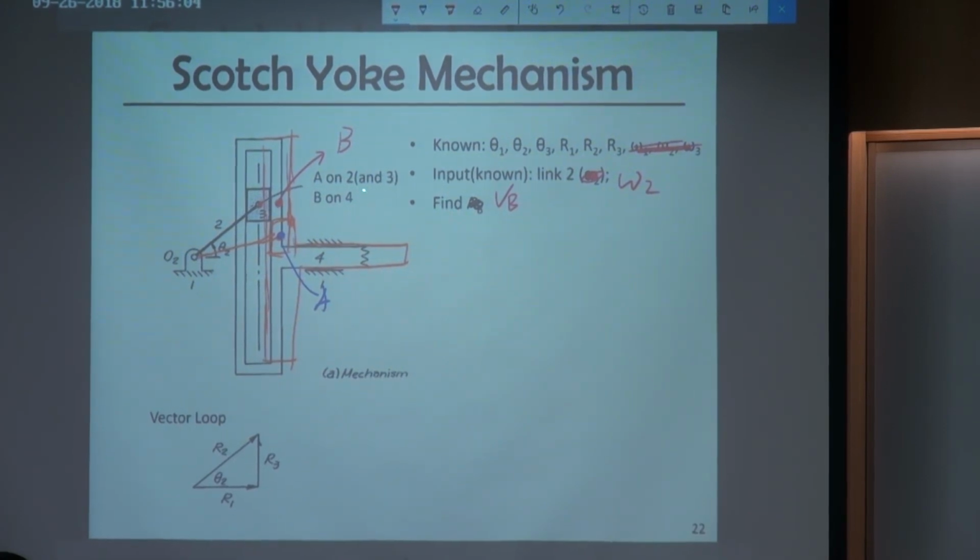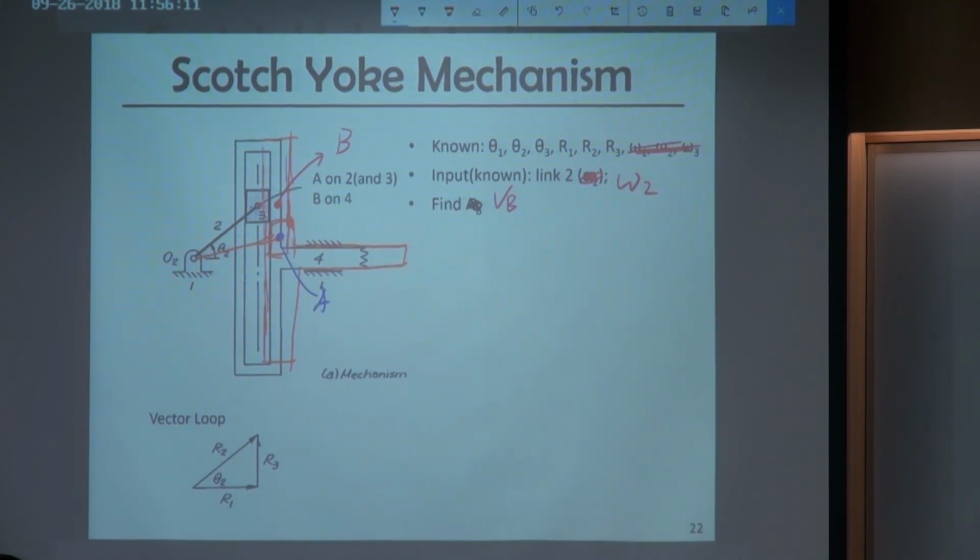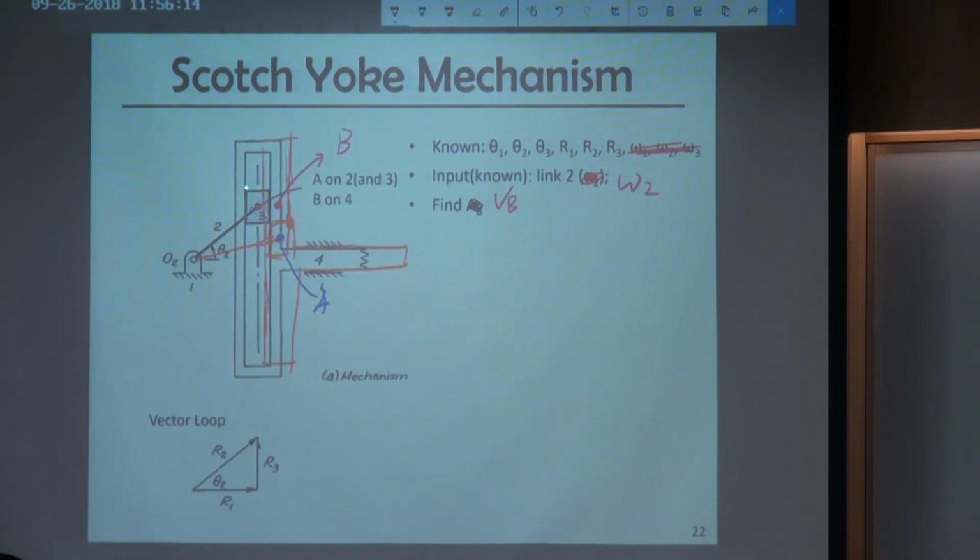But just for your information, you will see this type of description often in the future. You may say that A on something and B on something. In the initial position, they are overlapping, but actually they are representing 2 different points. Once they move, A will follow this link 2, but B will stay with link 4. So B will still be at this position, but A will move to this position because it's following link 2. So that's what A on 2 and B on 4 means.